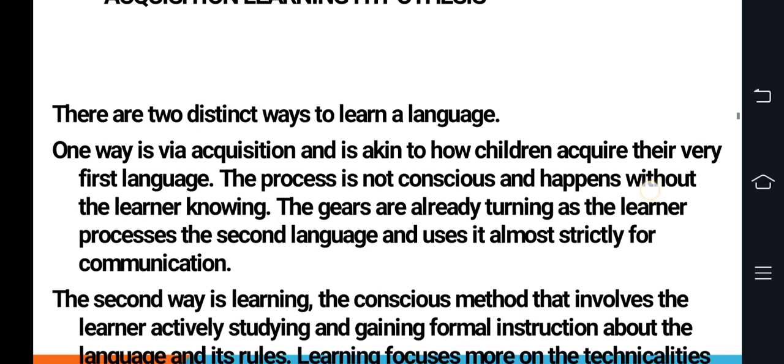The acquisition learning hypothesis. There are two distinct ways to learn a language. One way is via acquisition and is akin to how children acquire the very first language. The process is not conscious and happens without the learner knowing. The gears are already turning as the learner processes the second language and uses it almost strictly for communication.